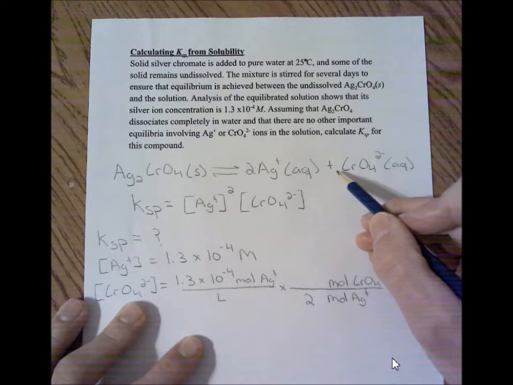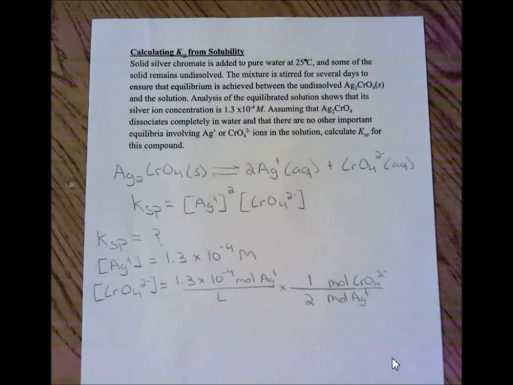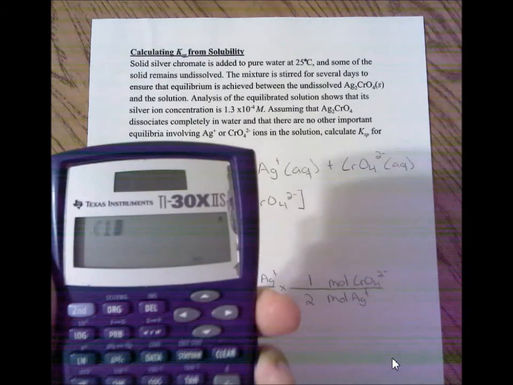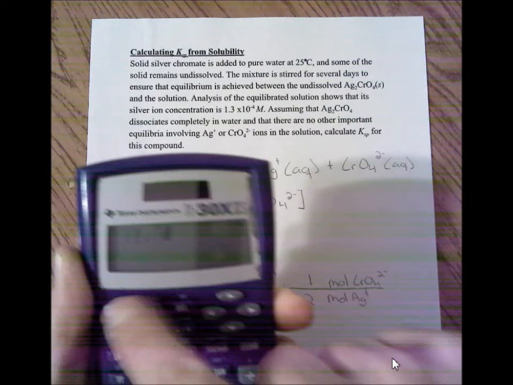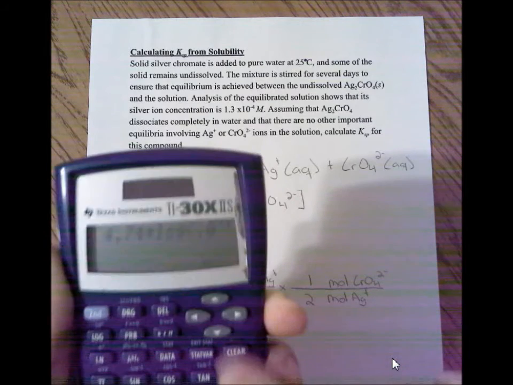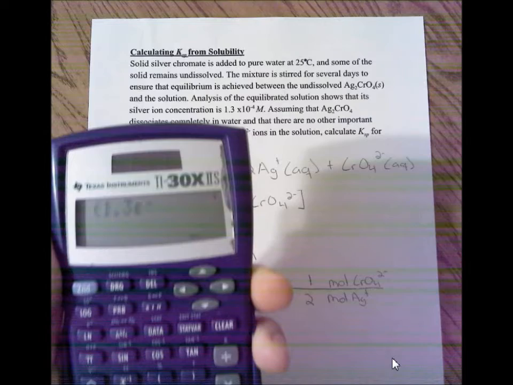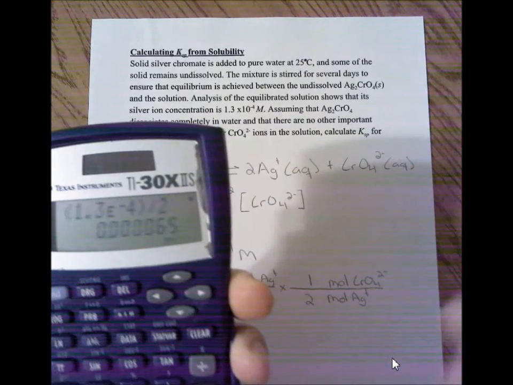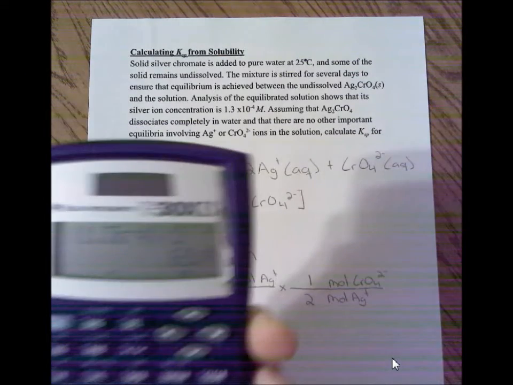Now, all I have to do is this. All I need to punch into my calculator is 1.3 times 10 to the negative fourth. And I'm going to divide that by 2 and multiply it by 1, but that gives us a value. I'm going to put it in scientific notation. That gives us a value of 6.5 times 10 to the negative fifth.